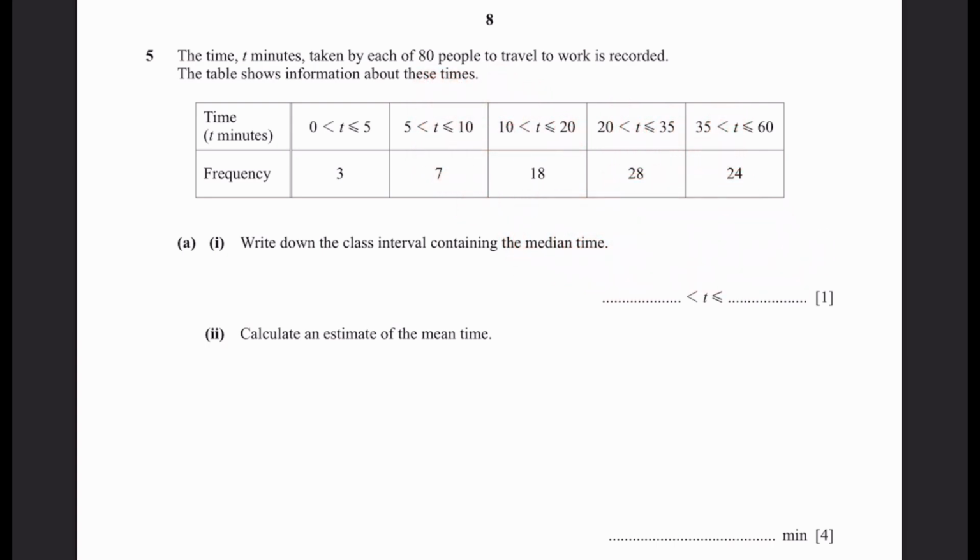So let's find the cumulative frequency to do this. Cumulative frequency, I'll write as CF. So this will be 3. Adding up, we get 10, 28, 56, and then 80 at the end. Remember that the last number for cumulative frequency has to be the same thing as the total number of units. In this case, the total number of people, which is 80.